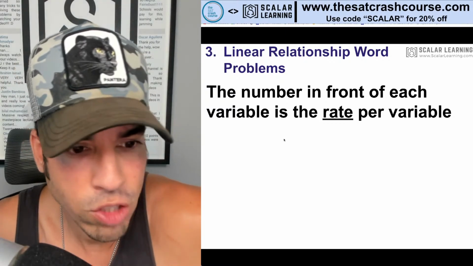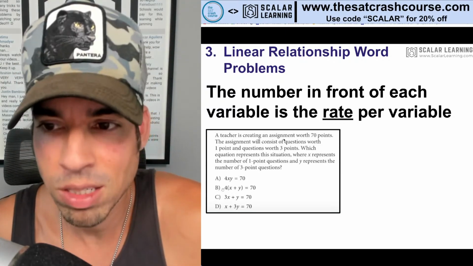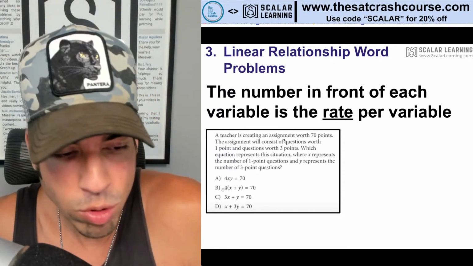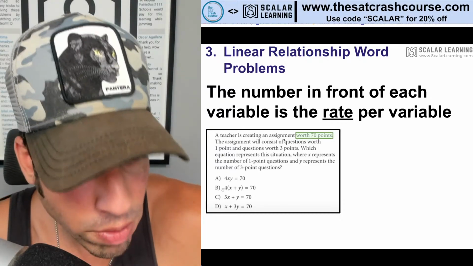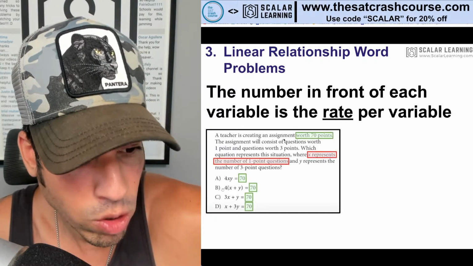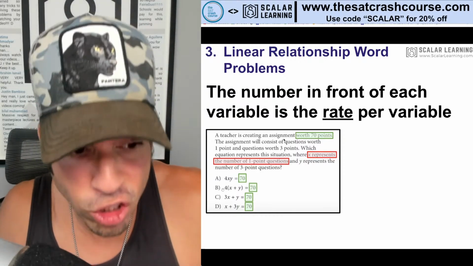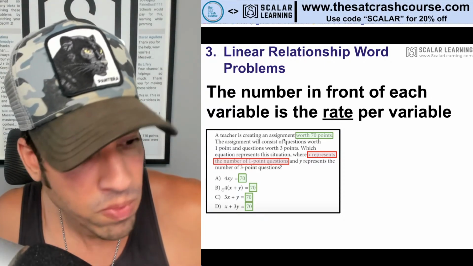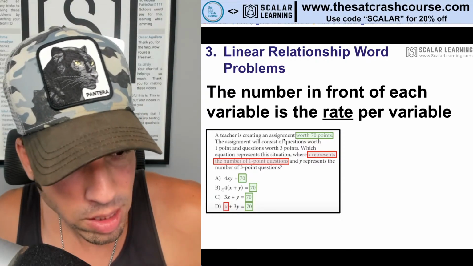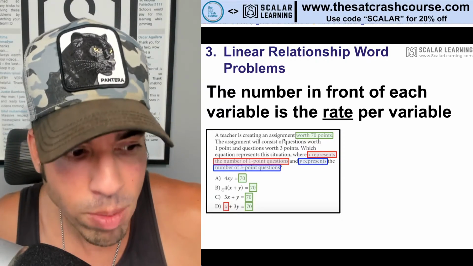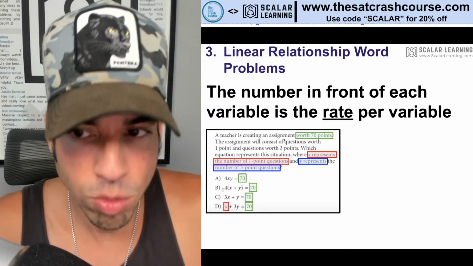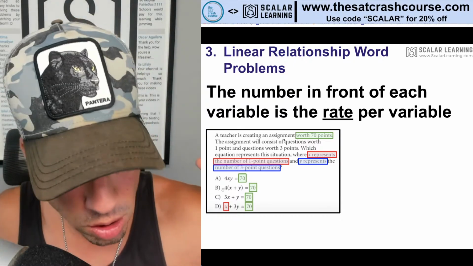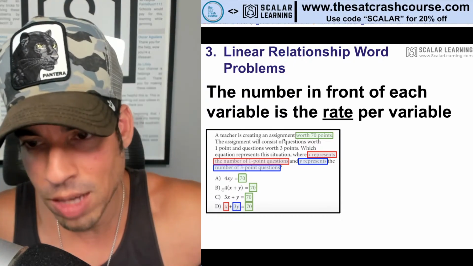All right, the number in front of each variable is the rate per variable. This is important, and this is something I've been seeing a lot on the digital SAT. It's just why I added this slide. So in this example, we're talking about a total of 70, and we're talking about 1 point questions per number of X questions. So what does that mean? I should see a 1 in front of the X, or nothing because it's an invisible 1. And then it says Y, and so I see that there, right? Just a single X. And then we got Y represents the number of 3-point questions. So since it's 3 points per question, Y questions, I should see a 3Y in the correct answer choice, which I again see in option D, which means option D is the winner.